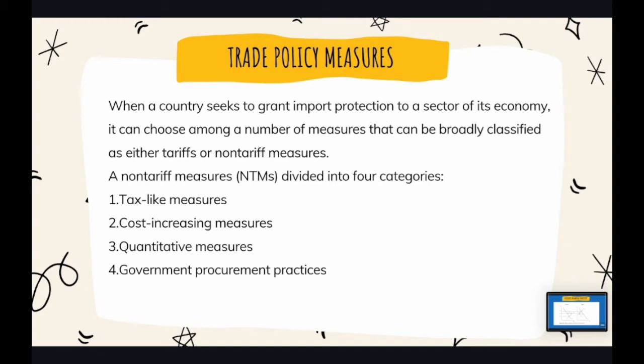The AD and CVD measures together are often referred to as administrative protection, and form a veritable industry of trade policy analysis, spanning national government and trade policy law firms, attempting to assure that trade is fair. And the second one, cost-increasing measures.